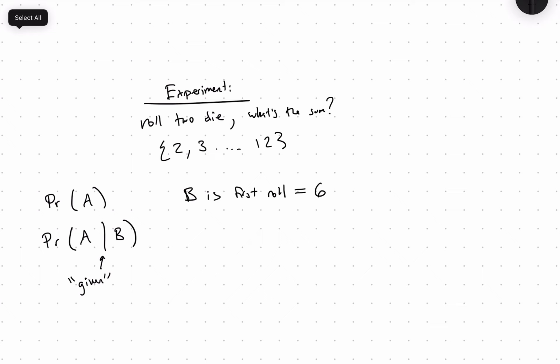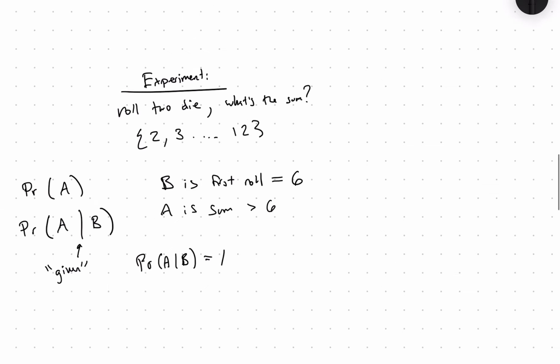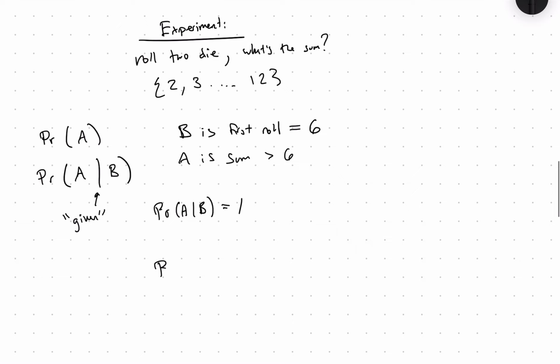So let's say A is the event that the sum is greater than 6. Well, every possible option from now on has the sum greater than 6. So the probability of A given B equals 1. And how you calculate that in a more reliable way is with this formula.